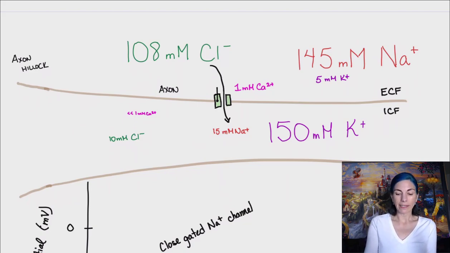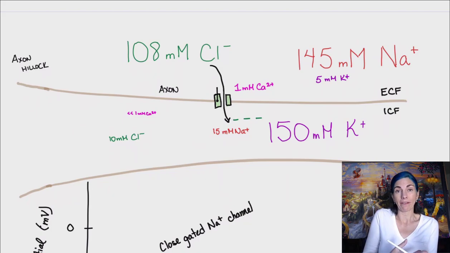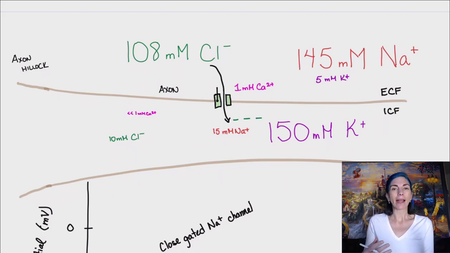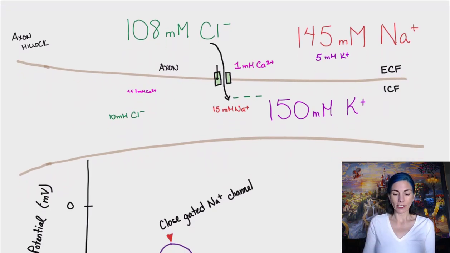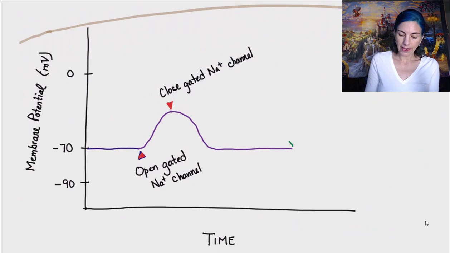Chloride is negatively charged. So what that's going to do is bring more negative charge into the cell. Well, that's actually going to make my intracellular fluid, which is already pretty negative, even more negative. And so what would I expect on my graph if I open a chloride gated channel? Well, let's take a look. Let's let this be the event that I open a chloride gated channel.